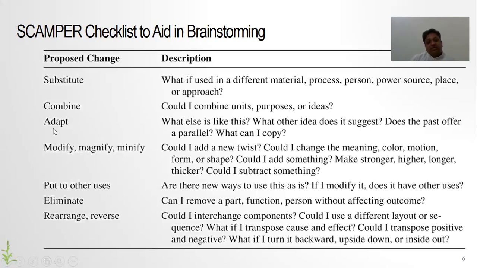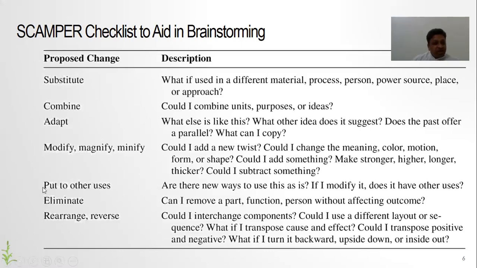Then another change, adaptability, adapt. What else is like this? What other idea does it suggest? Does the past offer a parallel? Or what can I copy from the reference? Another proposed change, modify, magnify, minify. Could I add a new twist? Could I change the meaning, color, motion, form, or shape? Could I add something, make it stronger, higher, longer, thicker, or could I subtract something else?